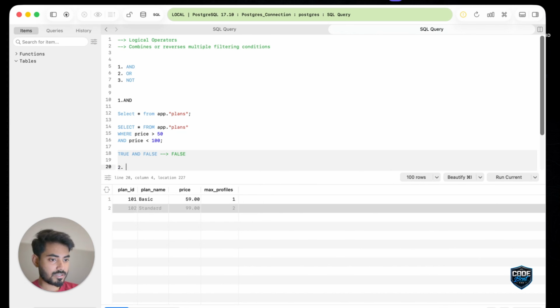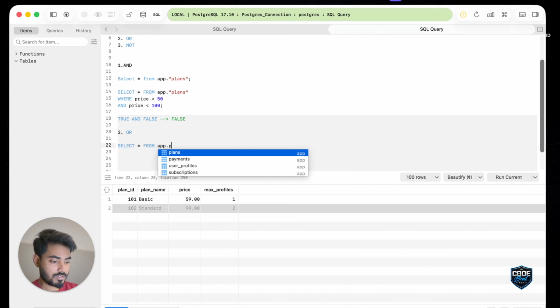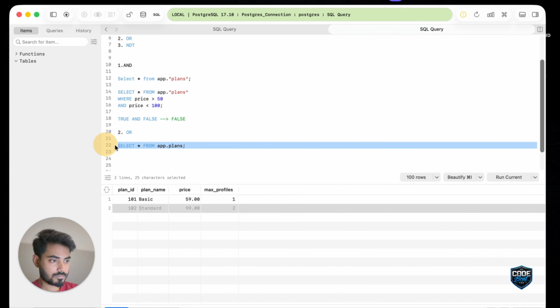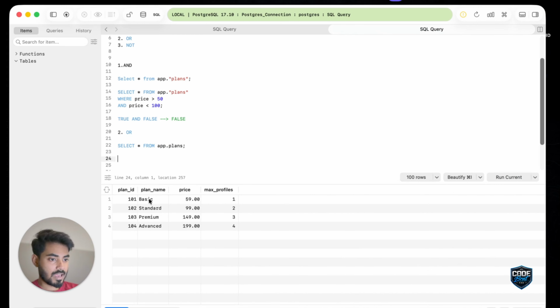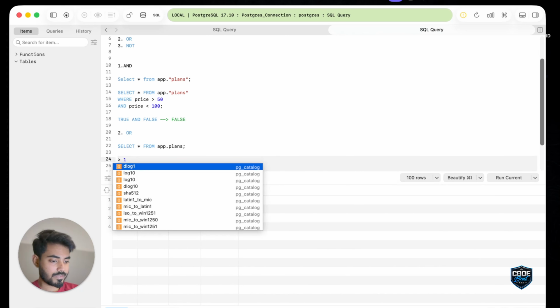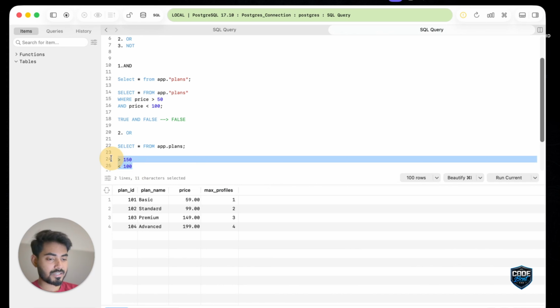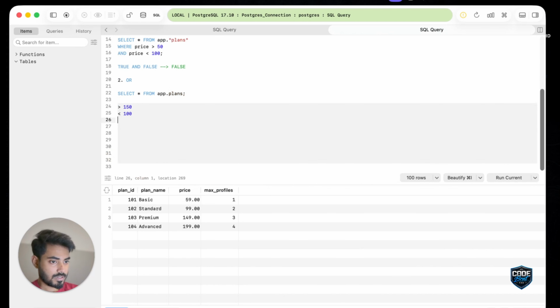Let's see the second logical operator, which is OR. Again, we will see all the data of the plans table. We have 4 rows. Now I want only those plans which have price greater than 150 or price less than 100. If either of these conditions is true, I shall get that output.